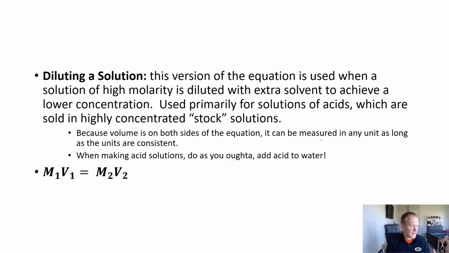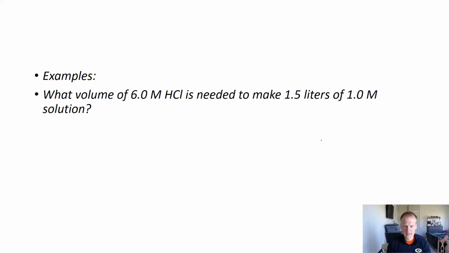And the way you do that is you put the molarity of the first solution and the volume of the first solution, and then either the molarity or the volume of the second solution. So let's take a look at this here. You have 6 molar hydrochloric acid, and you need to make 1.5 liters of 1 molar solution. So you can see here that we already have 2 molarities to deal with. It doesn't matter which one's M1 and which one's M2.